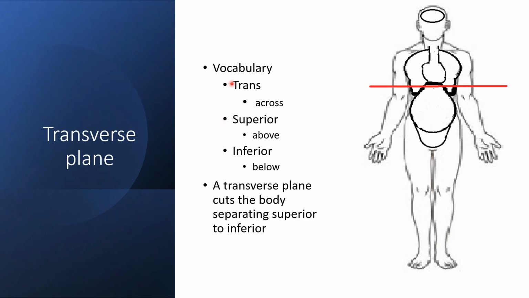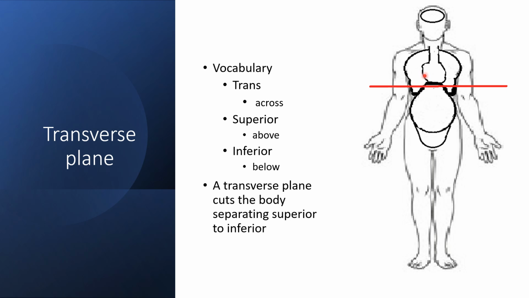So we also have a couple other vocabulary words, which I think is important for you to know. One of them is trans, which means across. If you've heard of something being transatlantic, it means it's going across the Atlantic. A transverse cut is a cut in the body which is pretty much going across the body in this plane. It's going to separate things into different areas.